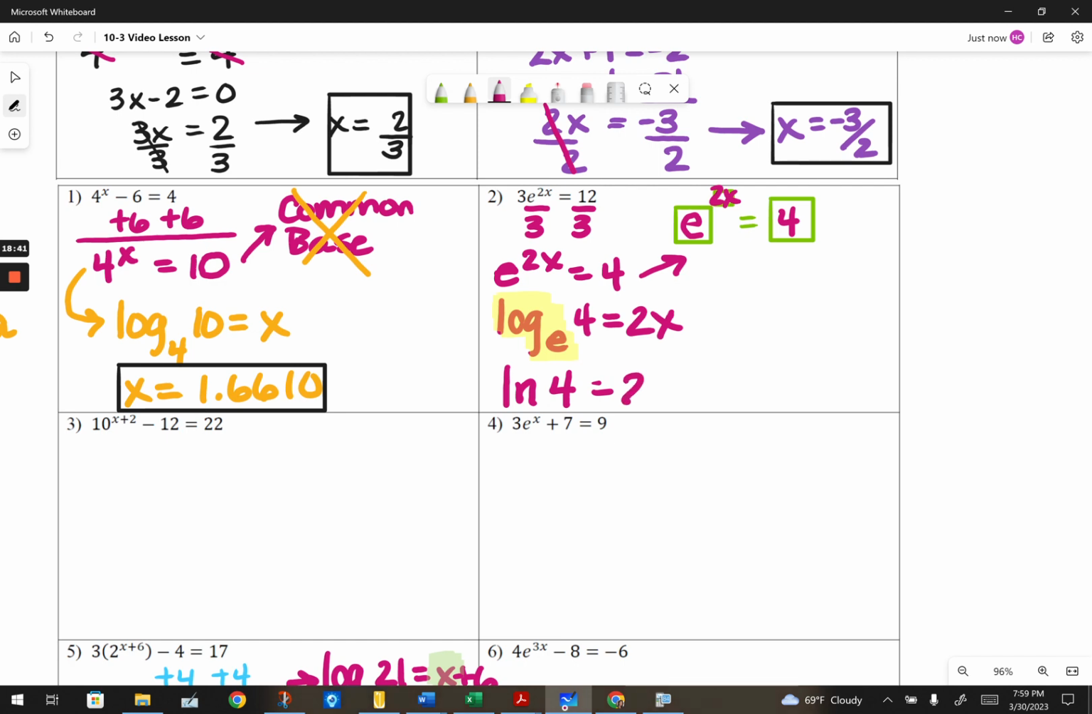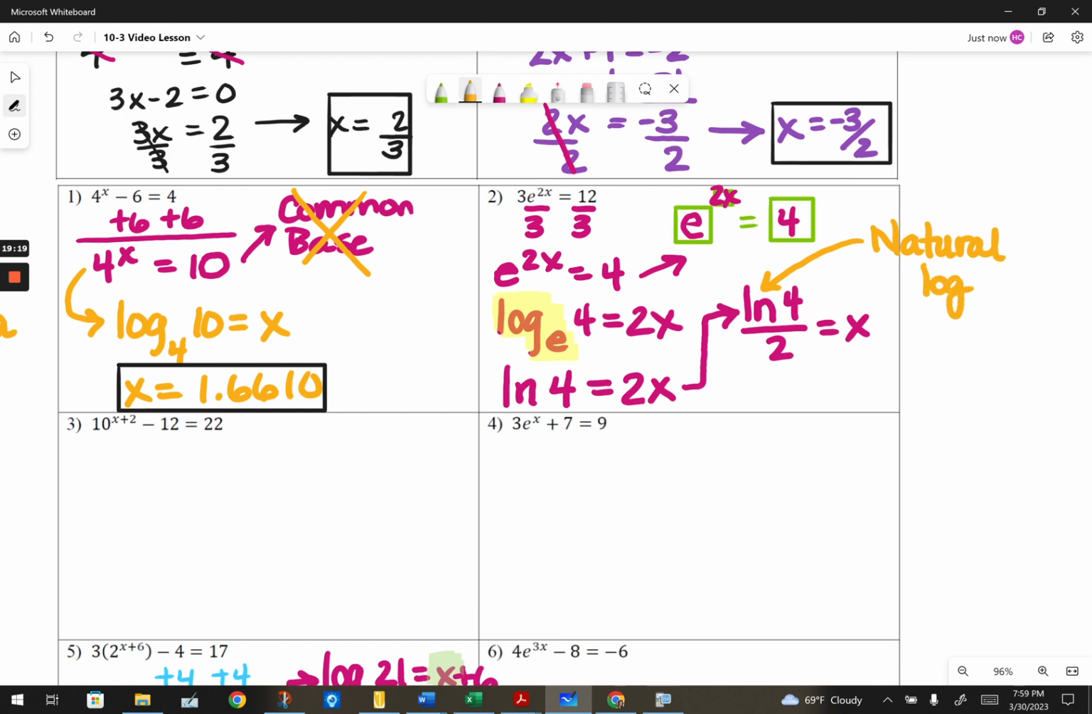Okay. The natural log button is on the calculator right below the log button, okay? So I'll show you in a bit. Now I need to divide both sides by 2 to isolate my natural log 4 divided by 2 to equal x. So again, just reminding you that this is an L, not a 1, and that's called the natural log.